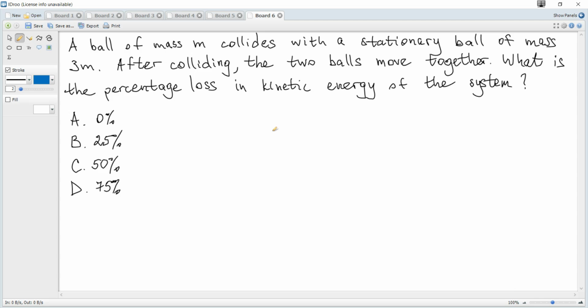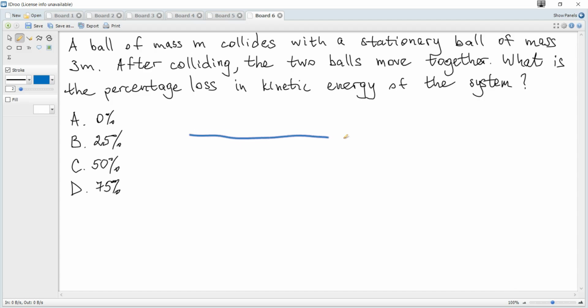A ball of mass m collides with a stationary ball of mass 3m. After colliding, the two balls move together. What is the percentage loss in kinetic energy of the system? To consider kinetic energies, we need velocities, and to find velocities, let's consider firstly the law of conservation of momentum.